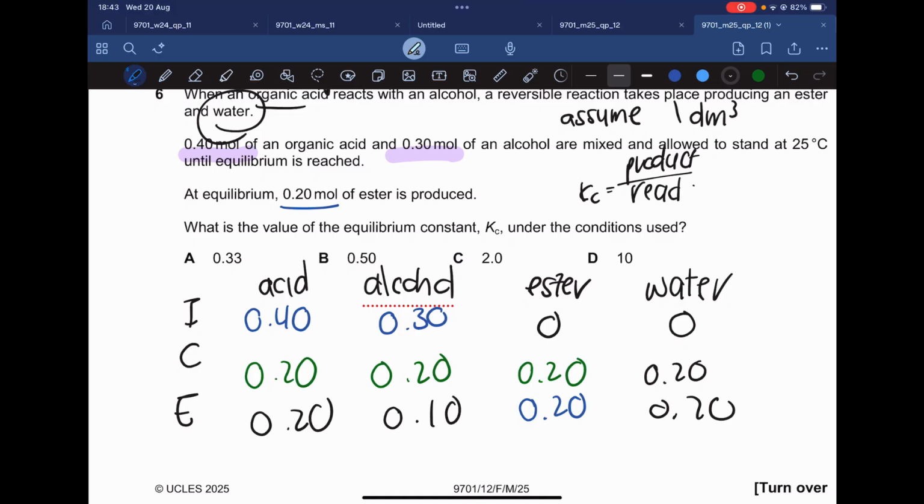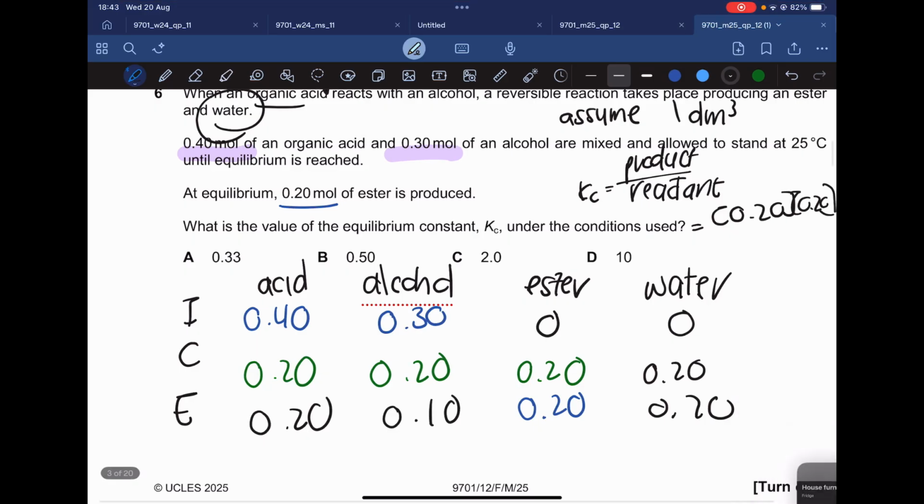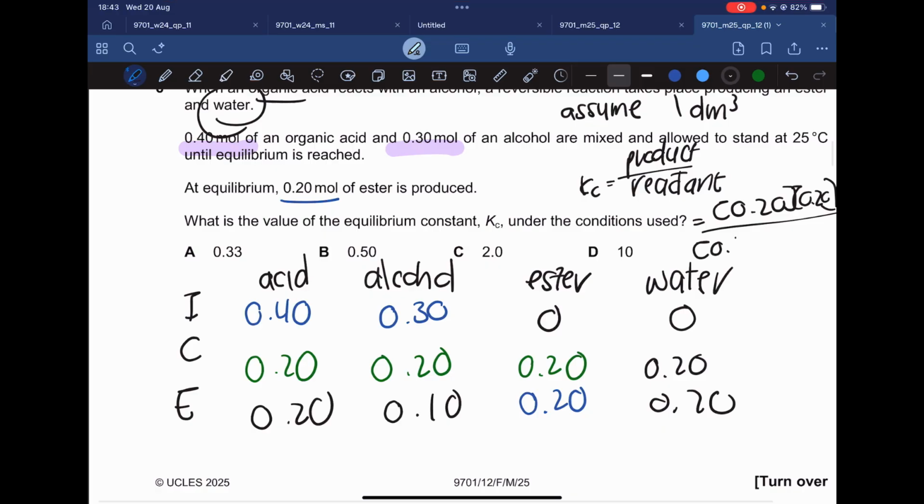So we are looking at 0.20 times 0.20 from your ester and your water over your acid and your alcohol. So now we've got this, and we can see here we will get an answer of 2.